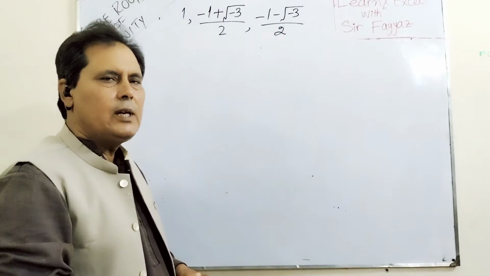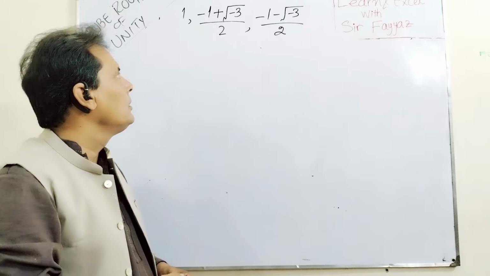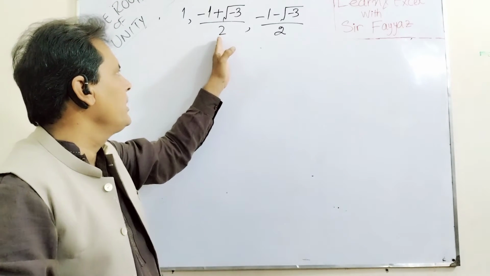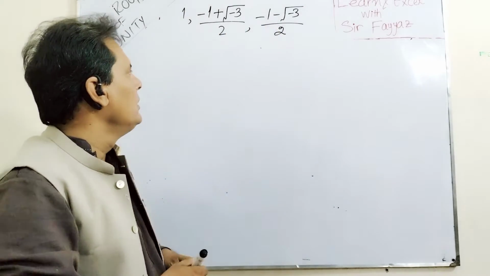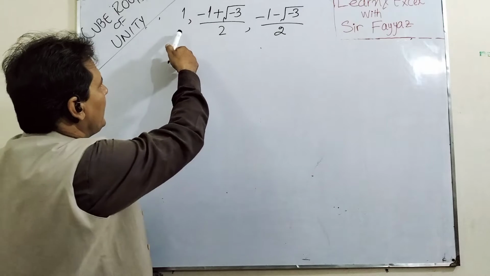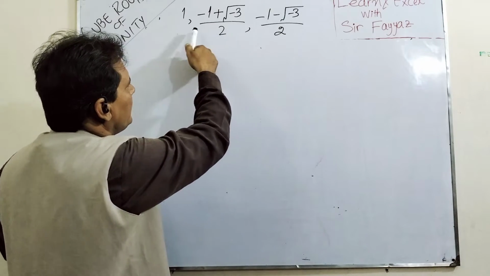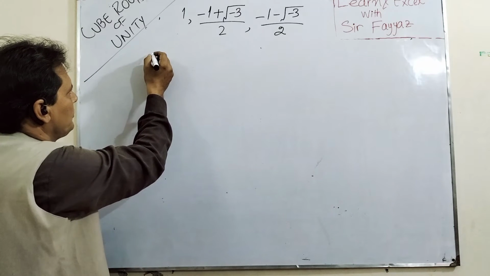In this video, we have to prove the second property of the three cube roots of unity, that is 1, and this one is termed as omega, and this one is omega square. So we have to prove that the product of these three cube roots of unity is 1. So we prove it.